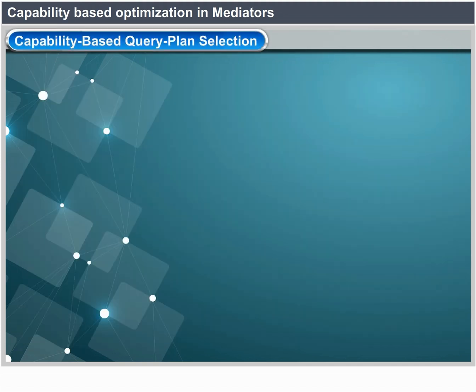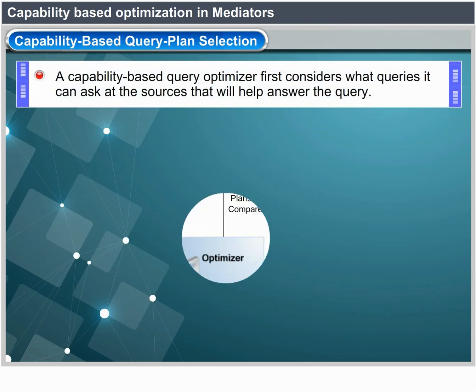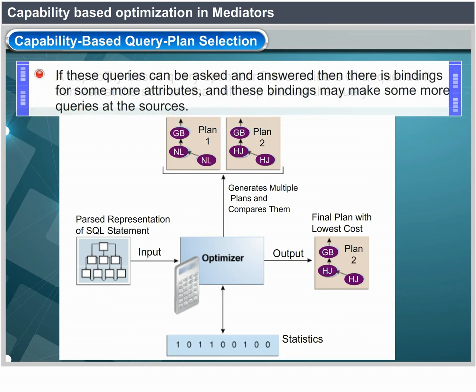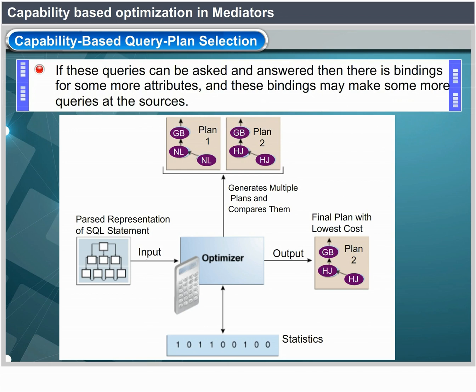Capability-based query plan selection. Given a query at the mediator, a capability-based query optimizer first considers what queries it can ask at the source to help answer the query. If we imagine those queries asked and answered, then we have bindings for some more attributes, and these bindings may make some more queries at the sources possible.